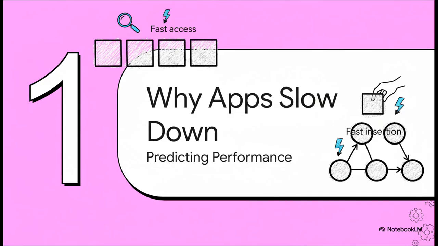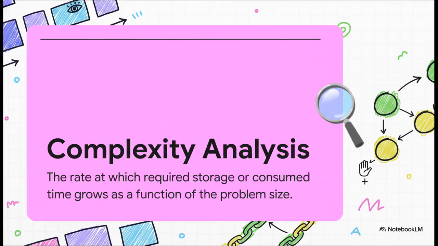So, to really get this, let's start with the big question. Why does adding more data sometimes grind everything to a halt? To understand that, we need to take a quick peek into the secret toolkit developers use to predict this stuff. Okay, so there's a fancy name for this. It's called complexity analysis. But just think of it like this. It's a way for developers to guess how an app will behave before they even write all the code. It's not about measuring the exact time in seconds or milliseconds, because that changes with every computer. No, it's all about understanding how the workload grows as the amount of data grows.